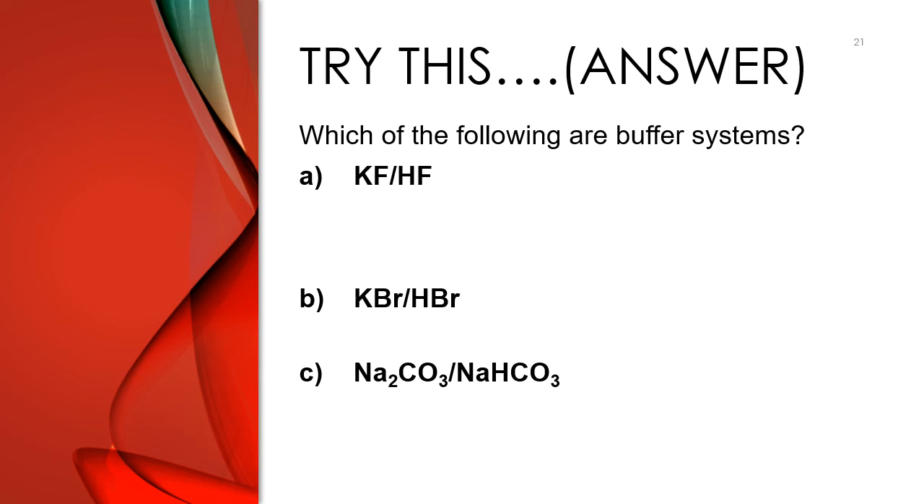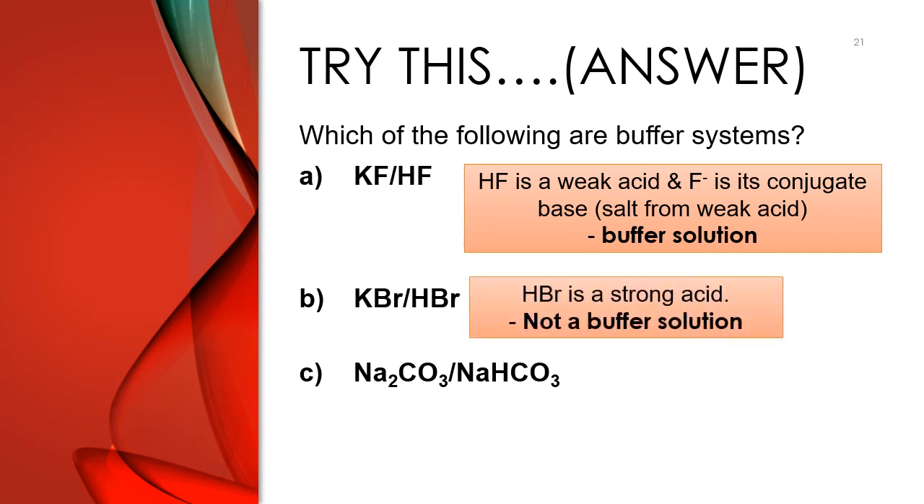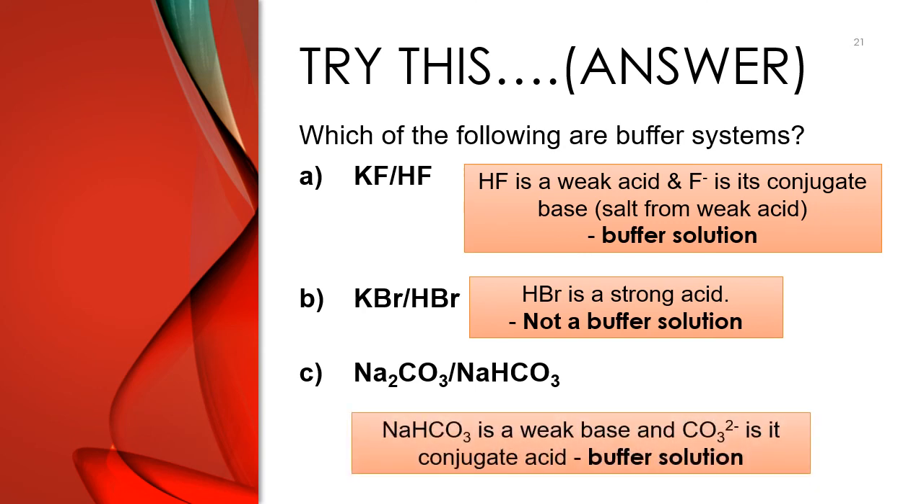Now, let's check the answer. For A, HF is a weak acid and the fluoride ion is the conjugate base. Thus, this is a mixture of a weak acid and its salt, so it is a buffer solution. For B, HBr is a strong acid. Thus, this is not a buffer solution. For C, NaHCO3 is a weak base and CO3 is a conjugate acid. Thus, this is a mixture of a buffer solution.